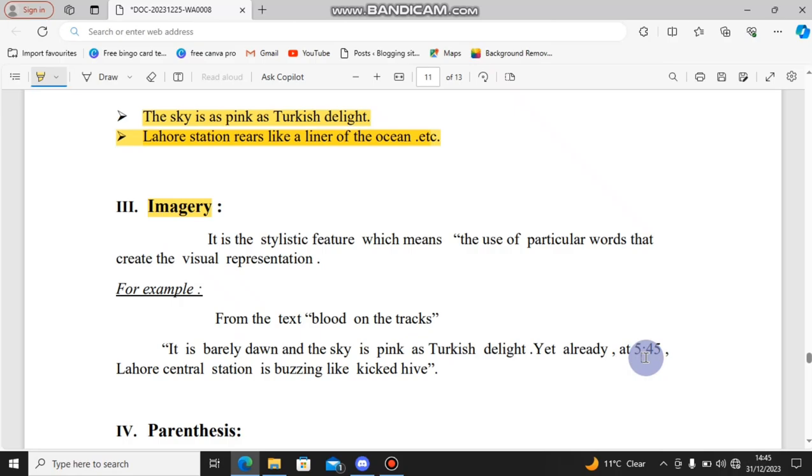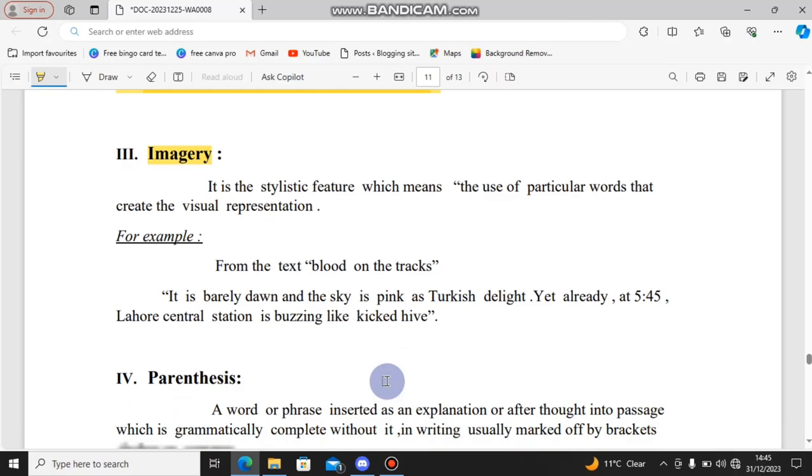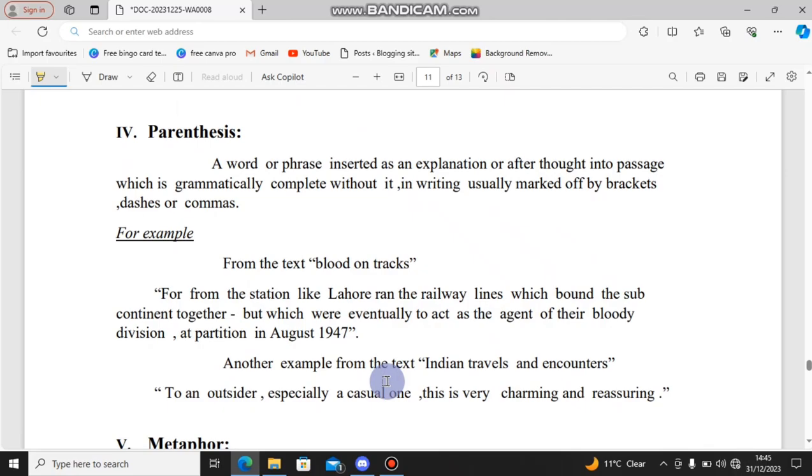Fourth one is parenthesis, a word or phrase inserted as an explanation or afterthought into a passage which is grammatically complete without it, in writing usually marked off by brackets, dashes, or commas. So, an example from the Blood on the Tracks text: the railway lines which bound the subcontinent together, but which were eventually to act as the agent of their bloody division at partition in August 1947. So this is the fourth stylistic feature.